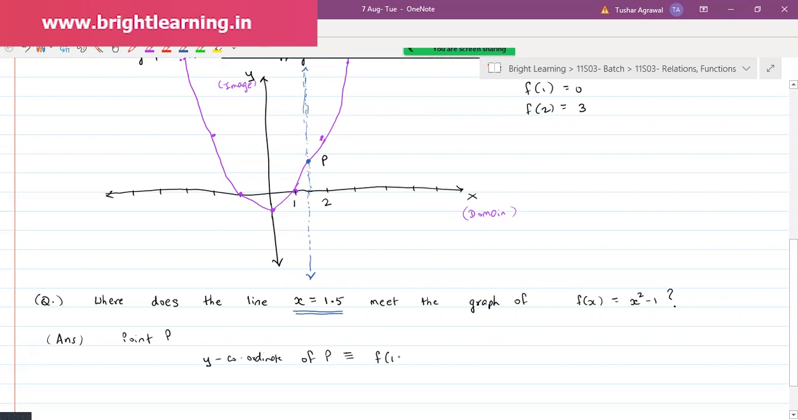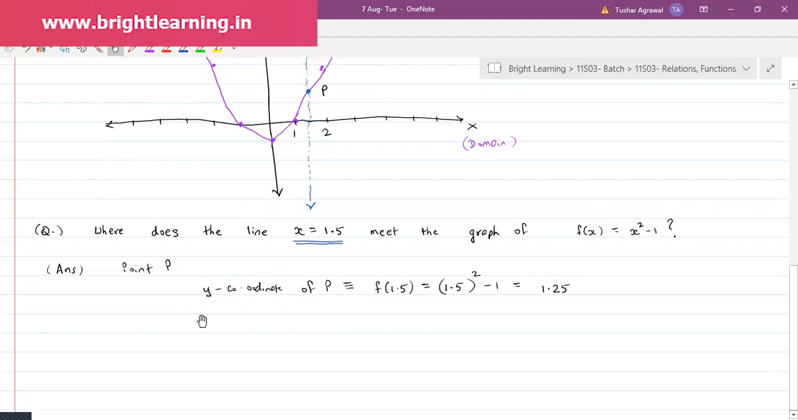f of 1.5, which will be equal to 1.5 square minus 1. 1.5 square is 2.25. Subtracting 1 gives me 1.25. So the coordinates of point P will be: x coordinate is 1.5, y coordinate is 1.25. Is this clear? Okay. So if this question is clear, this was my question number 1.